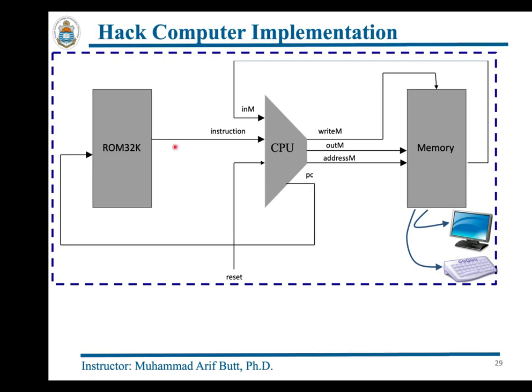And we have already built the memory chip, which is further composed of a 16K RAM chip, an 8K screen chip, and a single-register keyboard. Similarly, we have built the ROM32K chip as well. So all these tasks are done. So the task left is to integrate all these 3 chips to build our full-blown Hack computer.